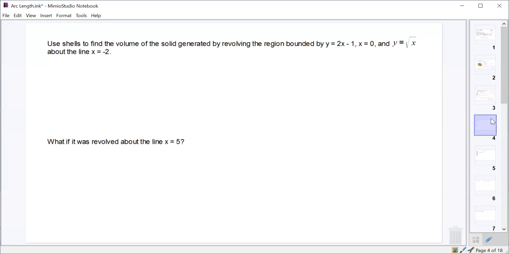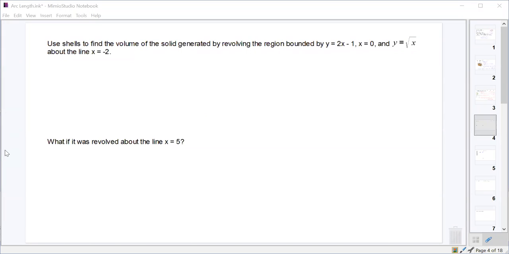So we've got the region between 2x minus 1, the y-axis, and root x. And we're going to revolve it around x equals negative 2. And we're going to revolve it around x equals 5. So I'm going to see if you guys can get those two set up on your own. I'll give you 2 or 3 minutes to see if you can do that. Sound good? Great. All right, ready to go.